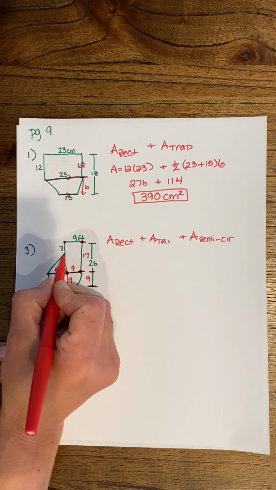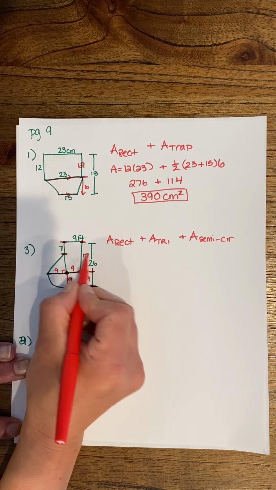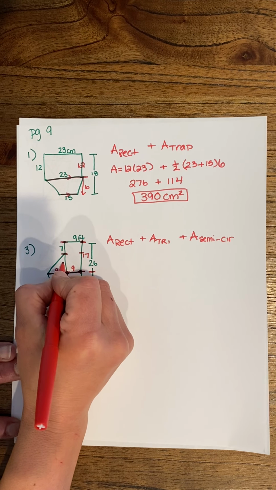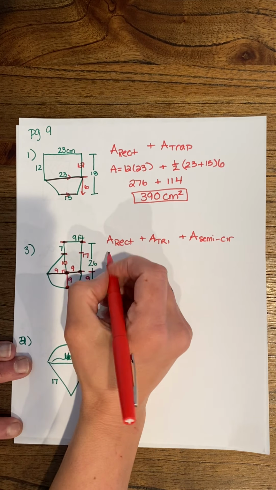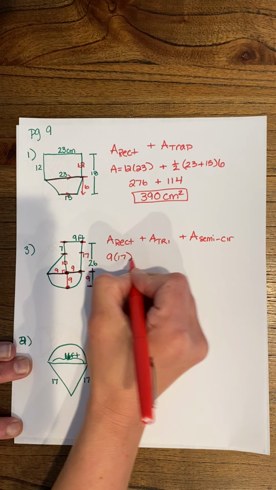Okay, and if I want, while I'm at it, since I knew from here to here was 7, right? Now I know from here to here is 10. Okay, so we can just kind of piece it up here. So for the rectangle, I'm going to need the 9 times 17.